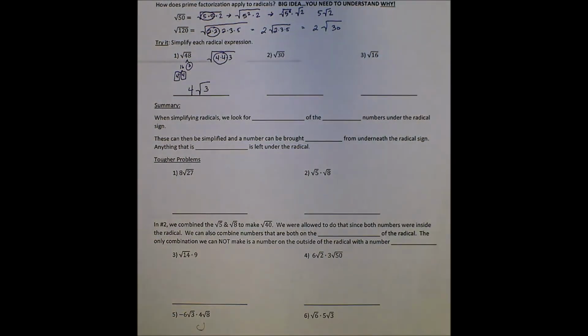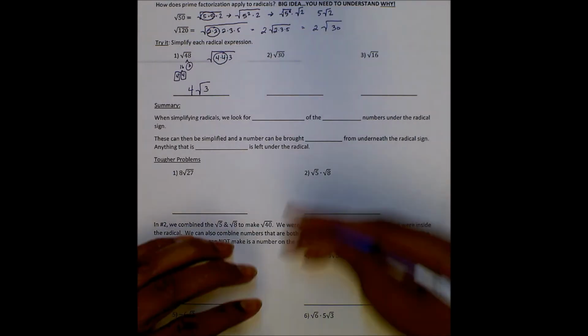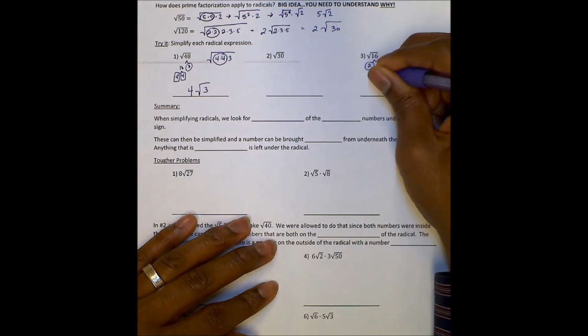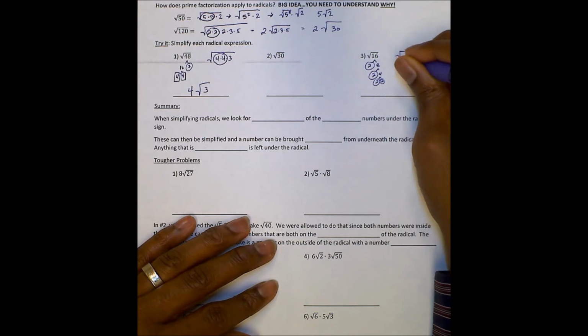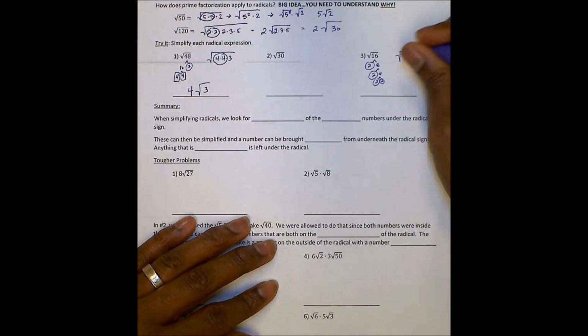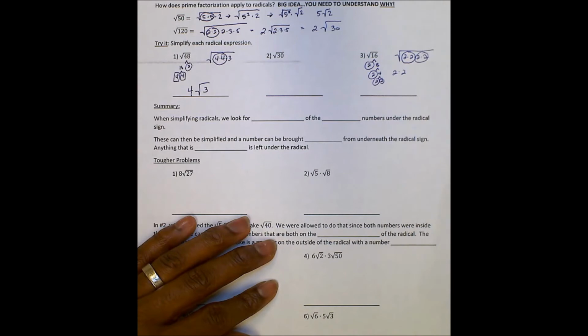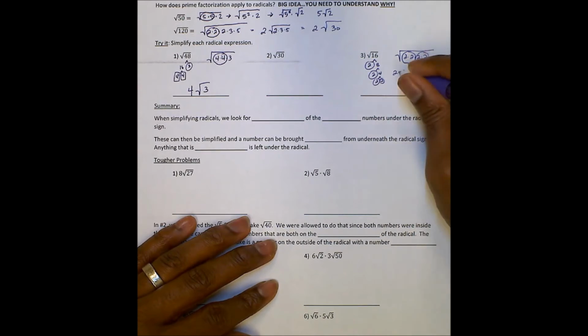Alright. I'll do number 3 with you. Okay. I could do 4 times 4, but I want to show you how this works if I don't. 2 and 2. Okay, so notice I have all these 2's. 2 times 2 times 2 times 2. And what I'm going to do is take the pairs out. I have a pair of 2's that go to the outside, another pair of 2's that go to the outside. When I have two numbers on the outside, I just multiply them together. Notice I have nothing left inside, so I don't have to write a radical. I just have 2 times 2, which is 4.